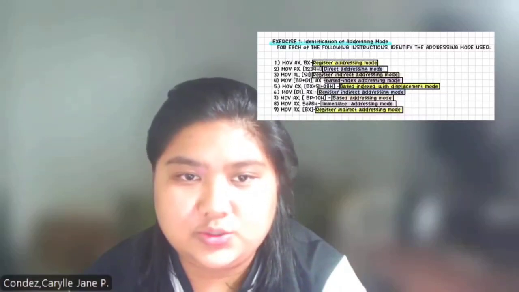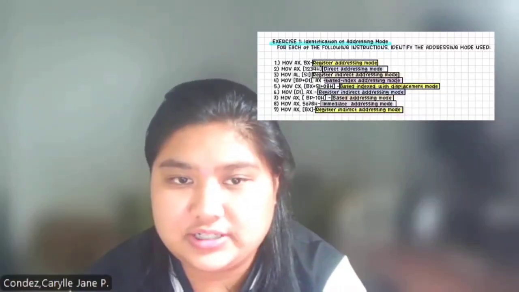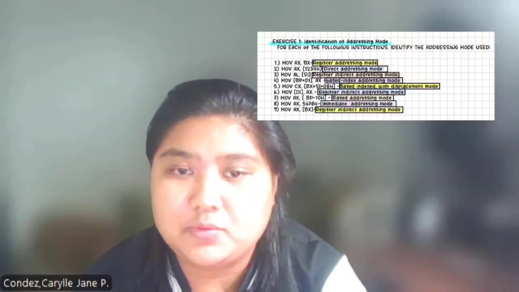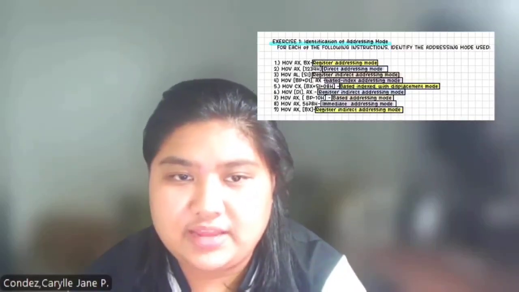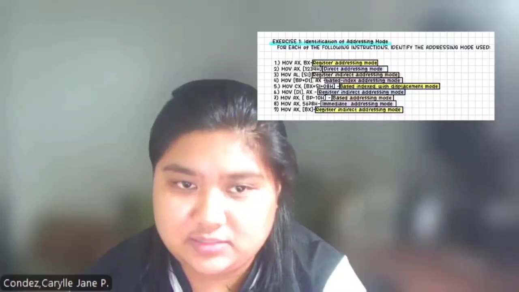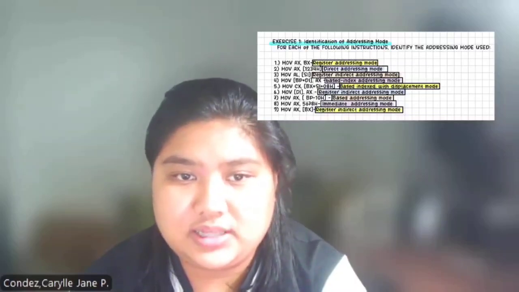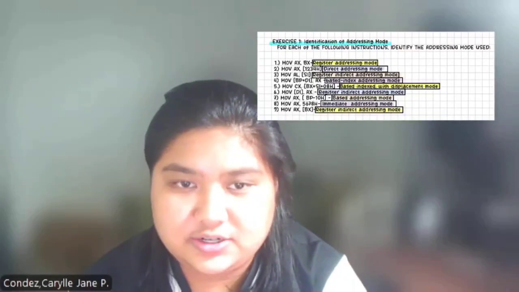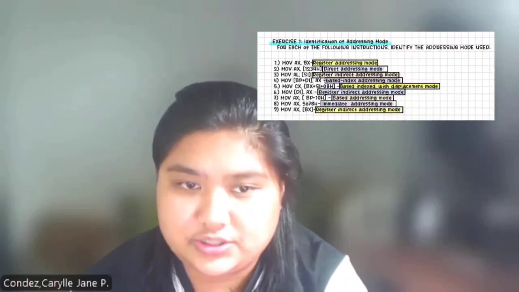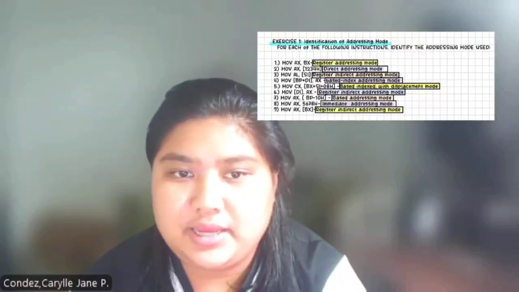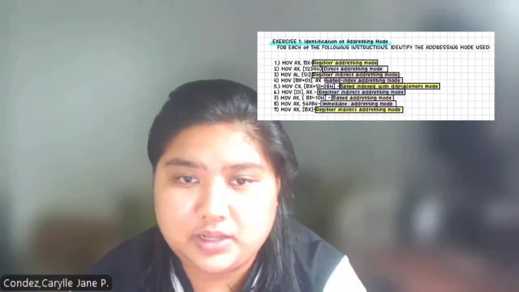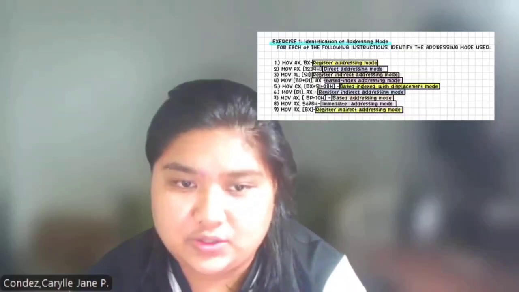For number four, this uses base index addressing mode. It adds BP and DI to form the memory address. So for number five, this is indexed with displacement. We use SI plus a constant value. So for number six, this is register addressing mode since both operands are registers. For number seven, this is based with displacement mode because it uses BP plus a displacement value.